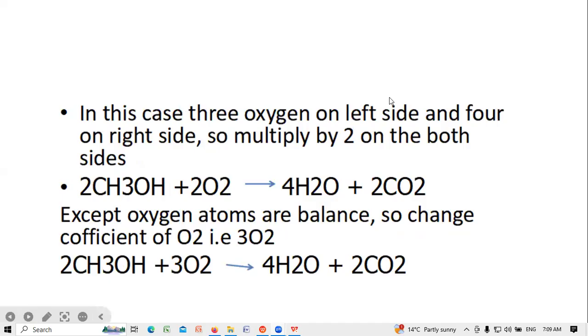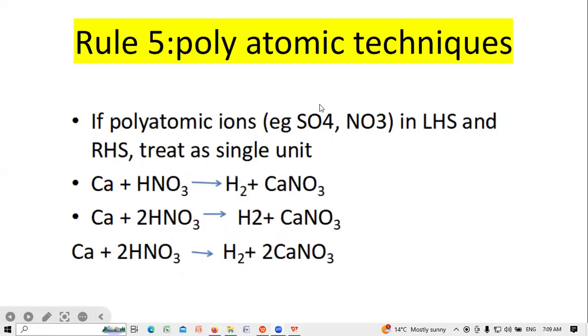In this case, there are 3 oxygens on the left side and 4 on the right side, so multiply by 2 on both sides. Now the oxygen atoms are balanced, so the coefficient of oxygen is 3O2, and this balances the equation. Polyatomic ions, like sulfate and nitrate, on the left-hand side and right side, you should treat as a single unit, not count sulfur and oxygen separately.